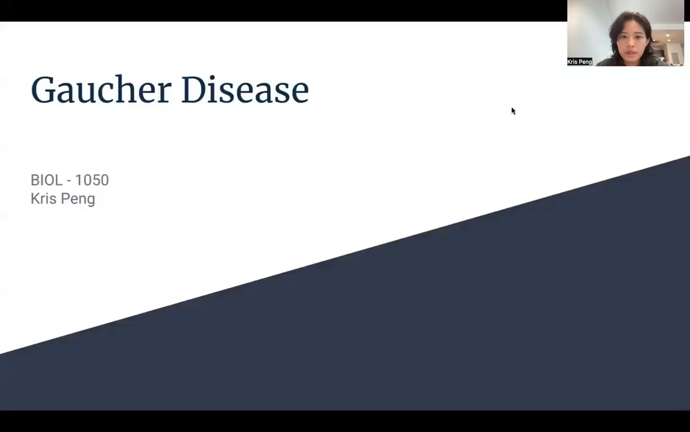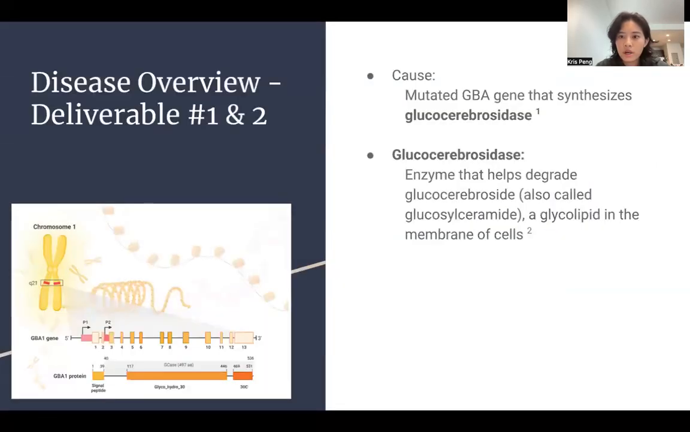I'm going to present my final project on Gaucher disease. Okay, so Gaucher disease is caused by a mutated GBA gene that is responsible for the synthesis of glucocerebrosidase. Glucocerebrosidase is an enzyme that helps degrade glucocerebroside, which is a glycolipid in the membrane of cells that is responsible for intracellular membrane transport.